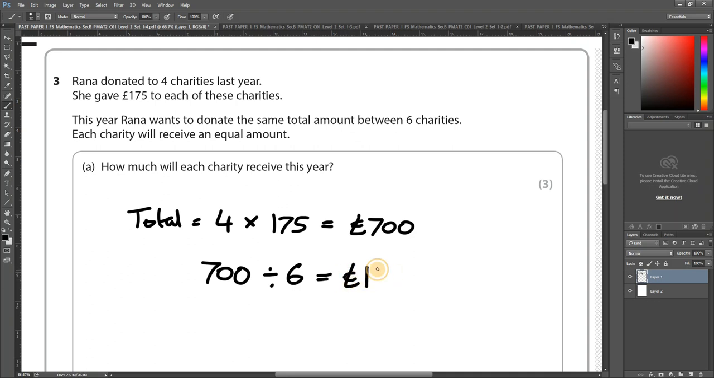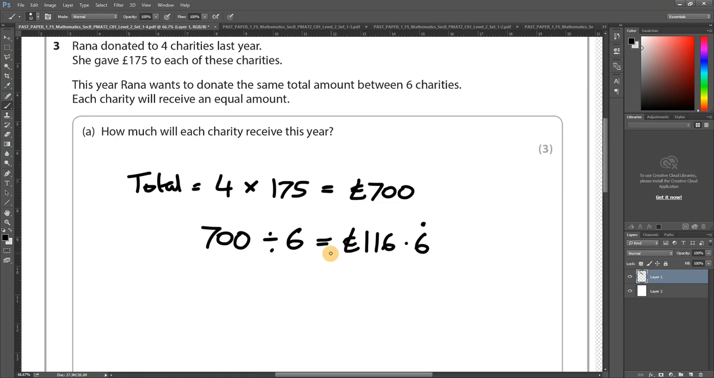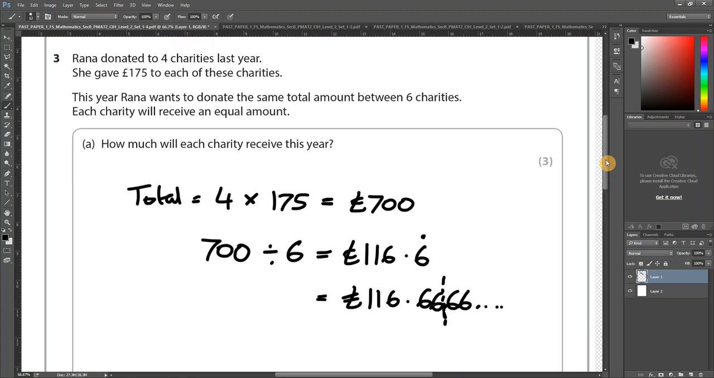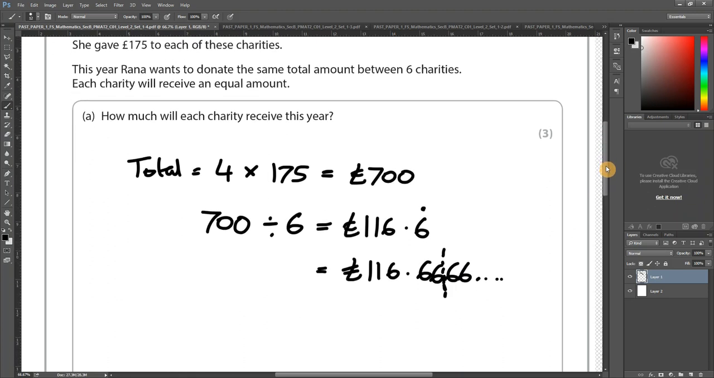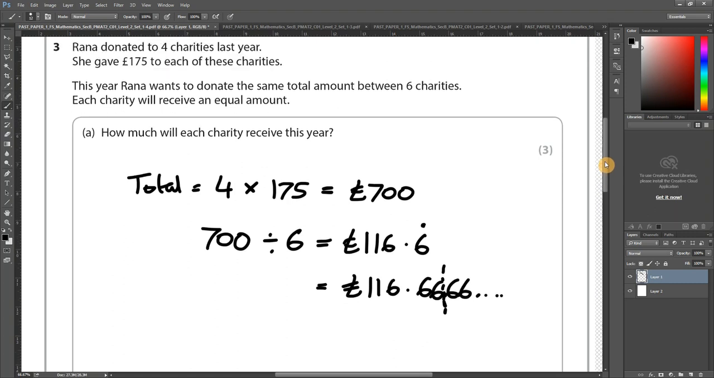So on the calculator, it looks like this, obviously without the pound sign on the calculator. But obviously we have to write it in terms of pounds and pence. So that's the same as 116.6 recurring. That 6 goes on forever. So to 2 decimal places, I would round it down to 66, because you're not going to have 67.